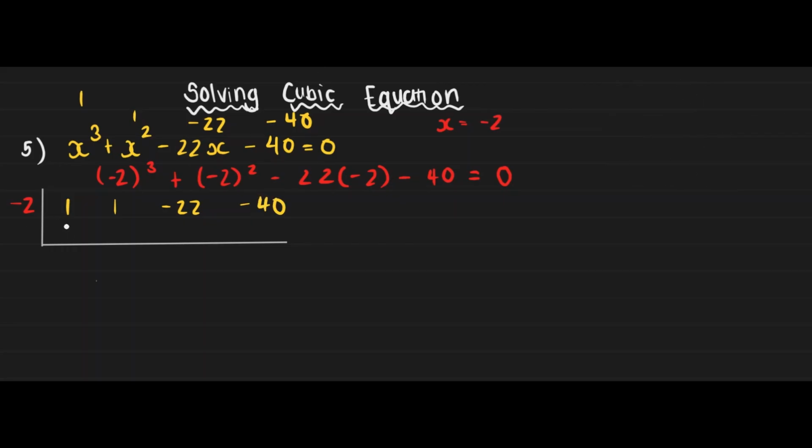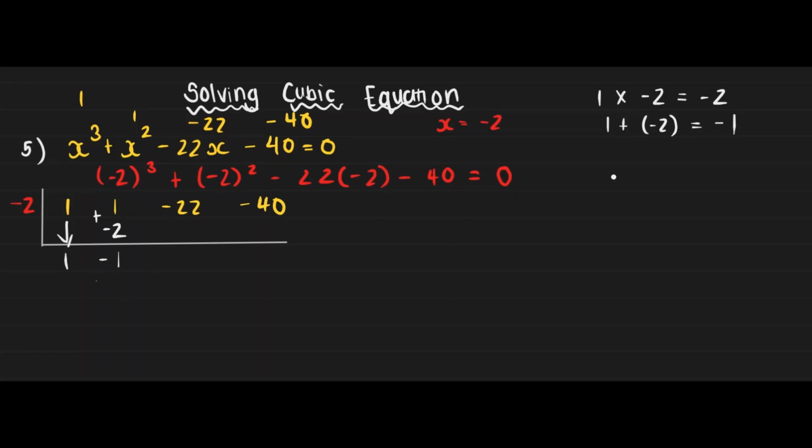So what we're going to do is we're going to drop the 1 here. When we drop the 1, we're going to have 1 here. Then what we're going to do is we're going to say 1 multiplied by negative 2. 1 multiplied by negative 2, we're going to get what? Negative 2. So this negative 2 is going to come here. Then you're going to add the 2 together. If you say 1 plus negative 2, what do you get? You're going to get negative 1. So this is the answer that you're going to get here.